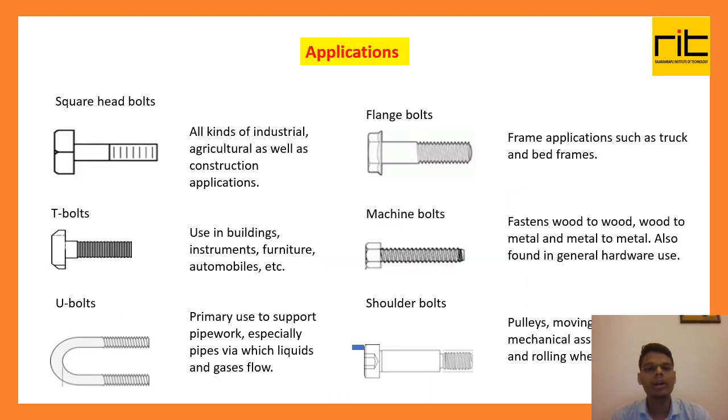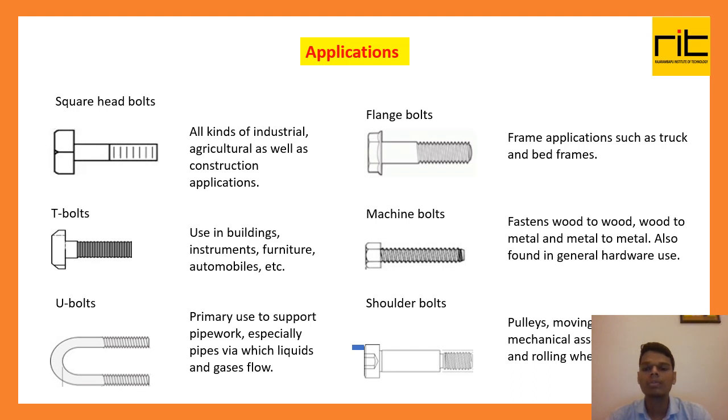Applications: square head bolt, all kinds of industrial, agricultural, as well as construction applications. T-bolt, used in building, instruments, furniture, automobiles, etc. U-bolt, primarily used to support pipework, especially pipes via which liquids and gases flow. Flange bolt, frame applications such as truck and bed frames.